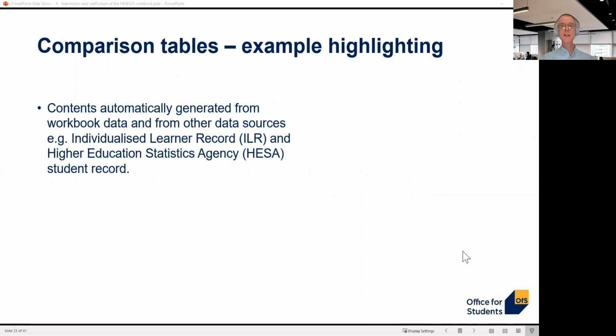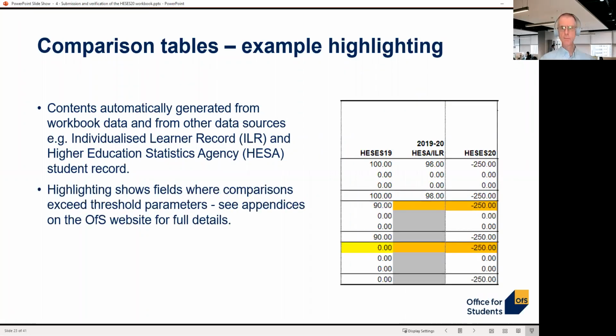And really, here's just an illustration of the kind of thing that you might see. The point to remember here is that this type of highlighting occurs if comparisons made in this table extend beyond predefined thresholds. Now, if you want to look at these, all of the parameters and the thresholds are laid out in some detail in a couple of appendices to the completing the HESES workbook document.